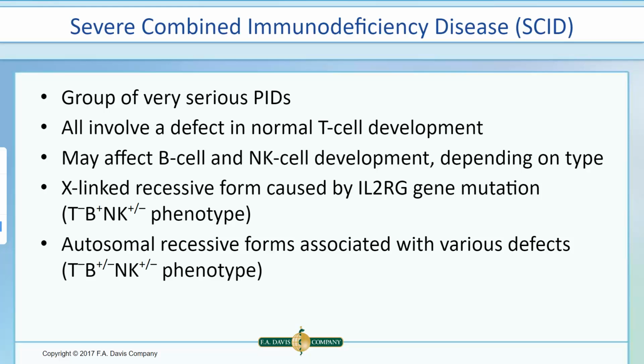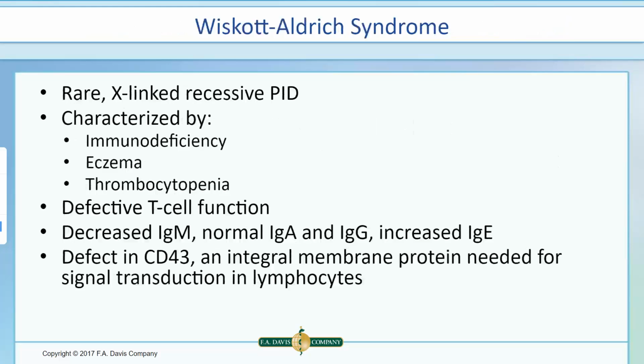Severe combined immunodeficiency disease, or SCID, is a group of very serious PIDs. All involve a defect in normal T cell development and may affect B cell and natural killer cell development depending on the type. Wiskott-Aldrich syndrome is a rare X-linked recessive PID. It's characterized by immunodeficiency, eczema, and thrombocytopenia, defective T cell function, and decreased IgM, but normal IgA and IgG, and increased IgE. Defect in CD43, an integral membrane protein needed for signal transduction in lymphocytes.